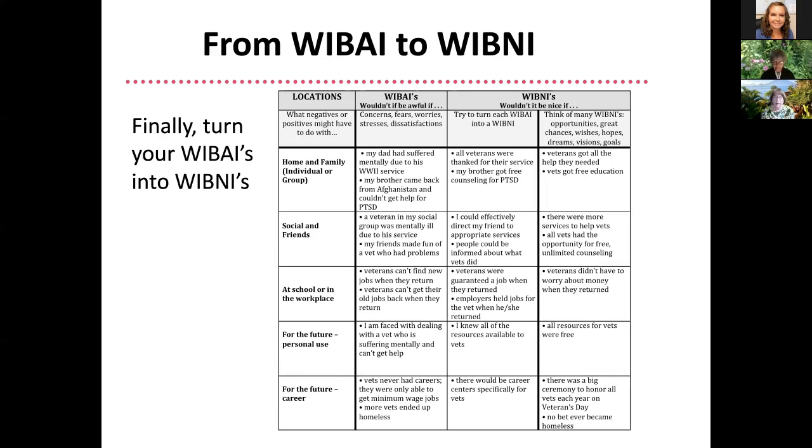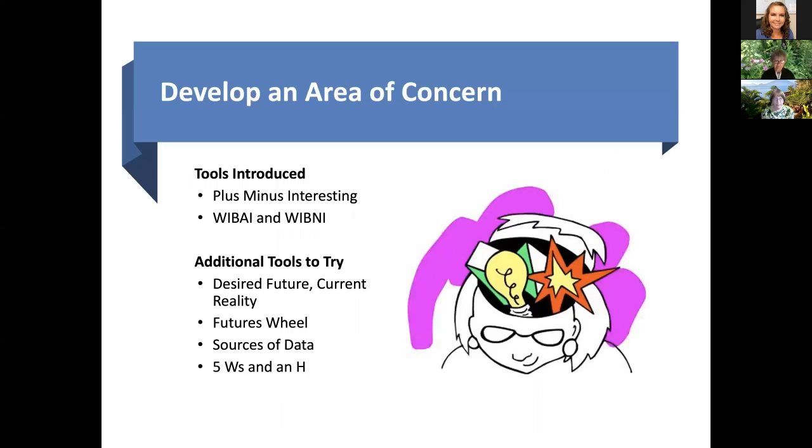So this is a way to take, this would be more if you've decided on your area of concern, and you want to explore it a little bit more and have your kids really get deeper into the topic. So the two tools that we went through that you can use to help develop an area of concern with your students were the plus minus interesting that we tried together and the WIBI and WIBNI that we shared.